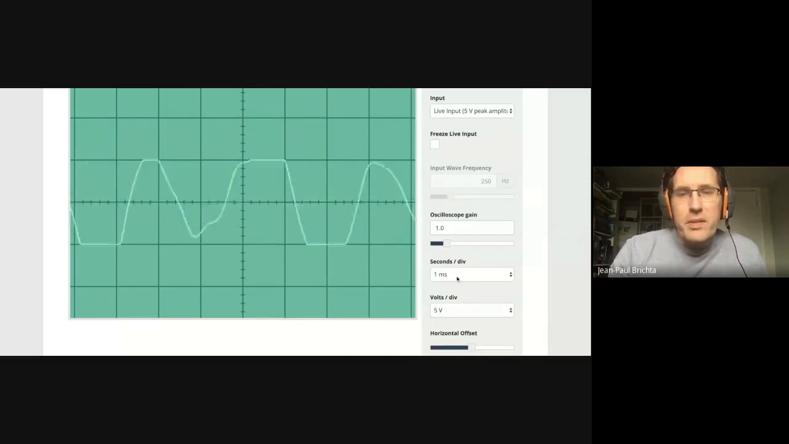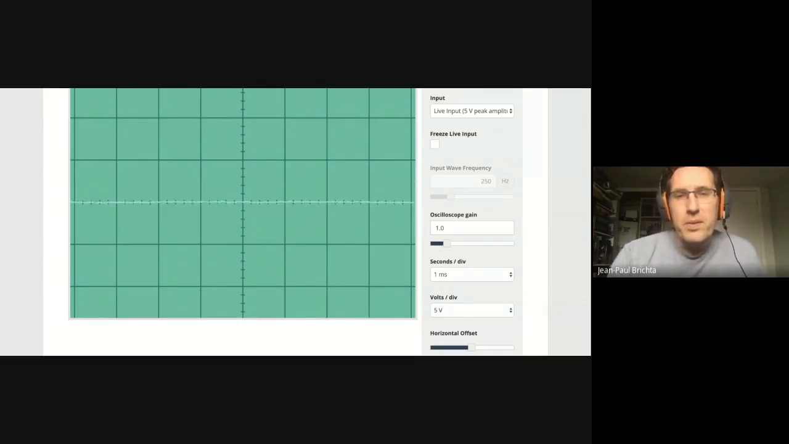Seconds per division tells you the time that it takes for one box along the horizontal direction. So I'd like you to think of the horizontal direction, or the x-axis, as being time. This basically just sets the value of one box. So one of these big boxes is right now 1 millisecond long, right? So this is 1 millisecond, 2 milliseconds, 3, and so on.